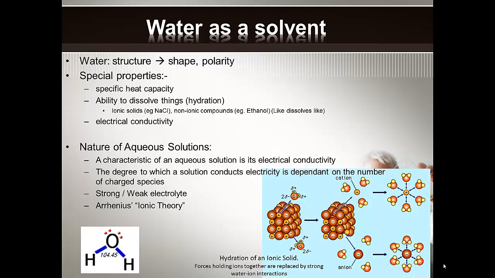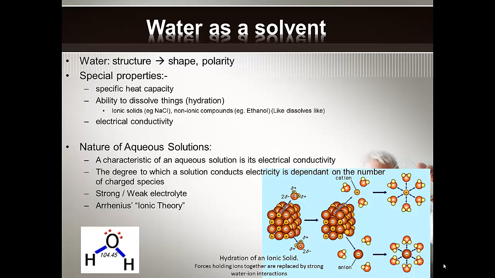Okay, so let's have a look at the nature of aqueous solutions. A characteristic of aqueous solutions is their electrical conductivity. The degree to which a solution conducts electricity is dependent on the number of charged species. Alright, so some electrolytes are strong, some are weak, and we'll learn about this very soon, the Arrhenius ionic theory. This is something that we're going to discuss quite soon when we're looking at pH.